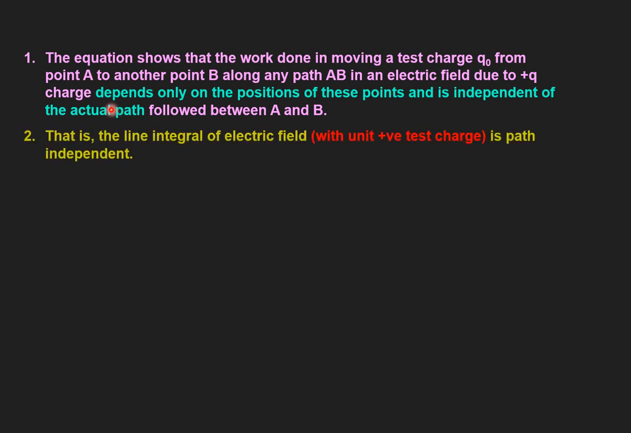Second point: the line integral of the electric field. Work done is simply the integration of force into displacement. Now if we take this test charge as a unit positive charge, let's say plus 1 coulomb, then force will be charge into electric field, Q into E. Work done was force into displacement, and since the charge is 1 coulomb itself, we can replace the force by the electric field.